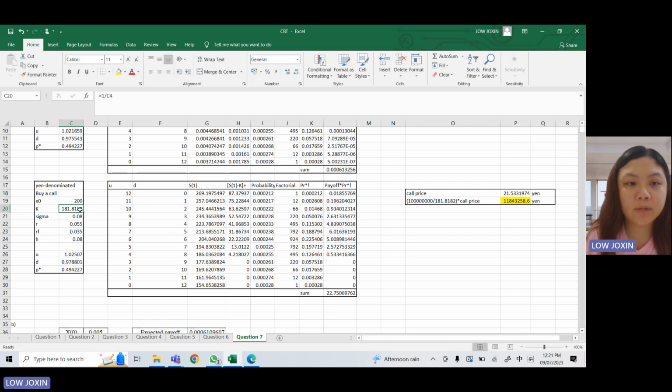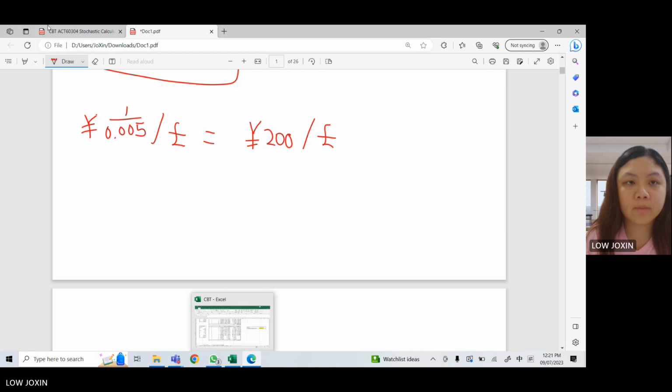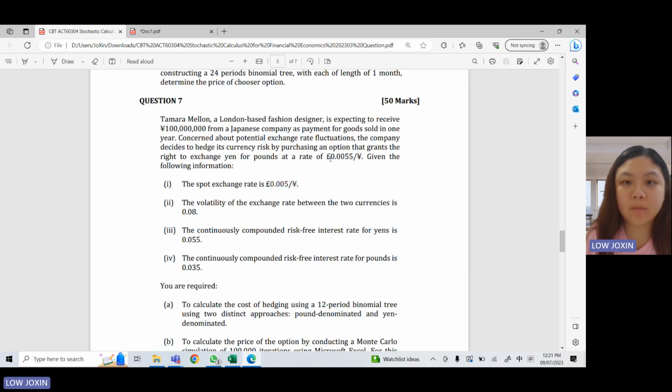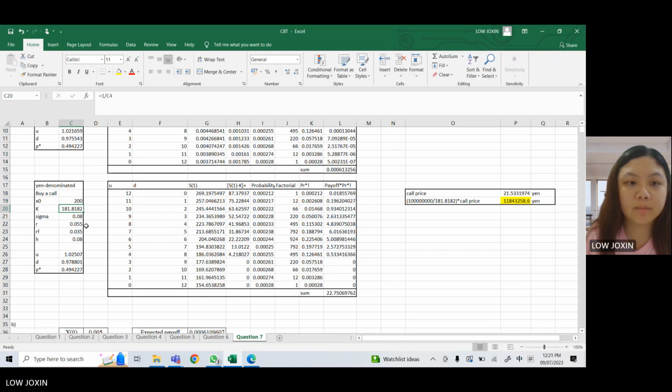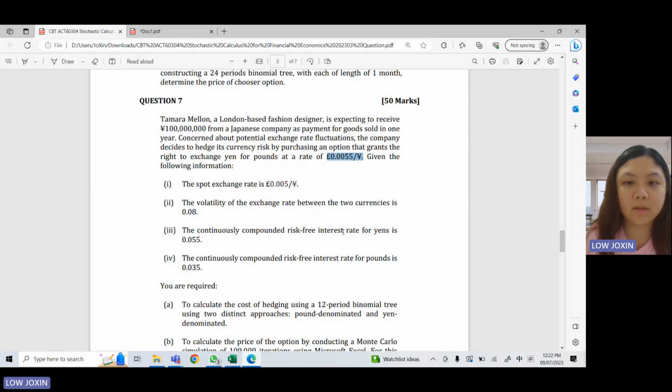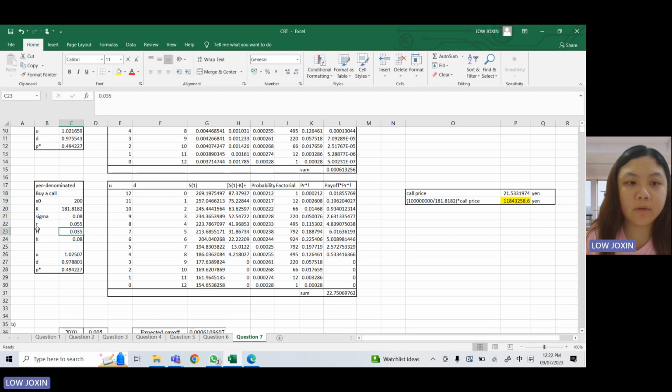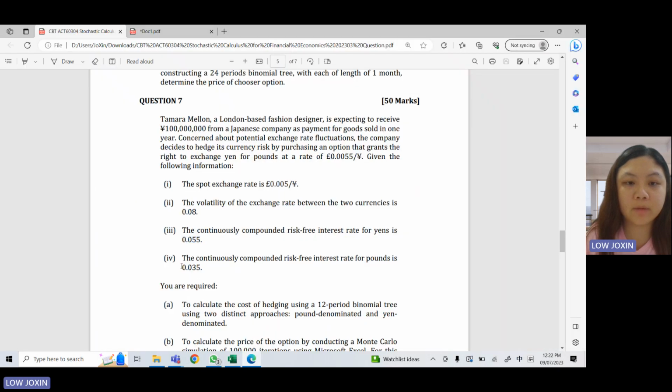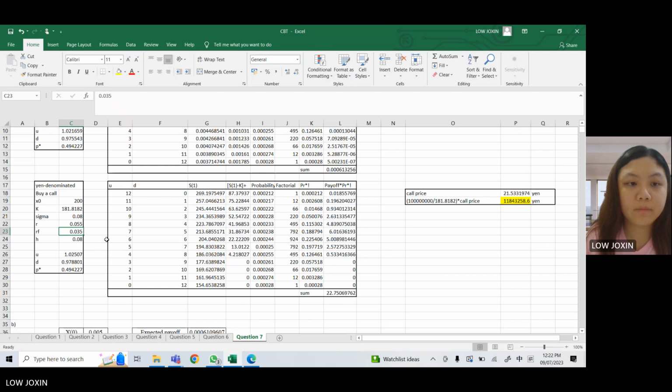And for strike price, we will also do the same thing. We will convert the pound per yen to yen per pound. So we will get this. And now our R will be the yen denominated risk-free rate. So it's 0.055. And our foreign risk-free rate will be 0.035. And now we will find the call price.